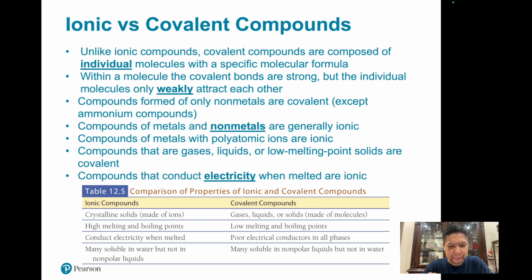Compounds that are gases, liquids, or low melting point solids are usually covalent, right? So again, sugar is a covalent compound, and so it has a very low melting point. You can put that into a frying pan and it will melt easily. And if you leave it in there for too long, it'll just burn. You can contrast that then with salt, which will be in a frying pan forever. You'll never burn it because the frying pan doesn't get hot enough.